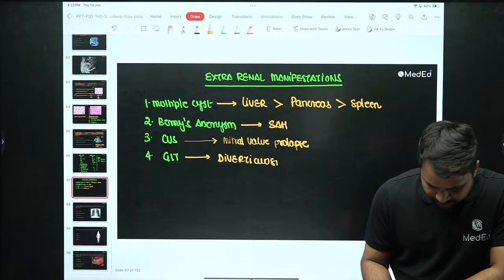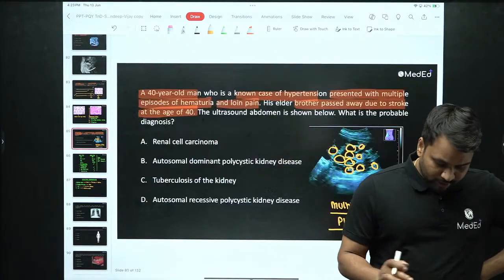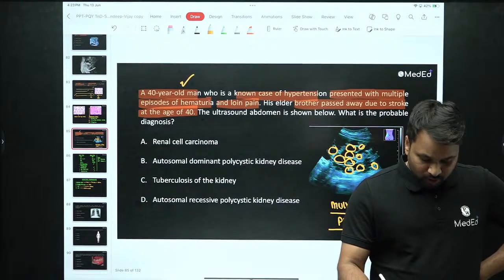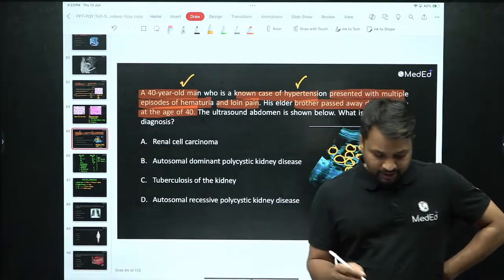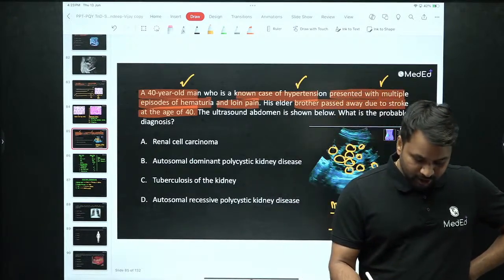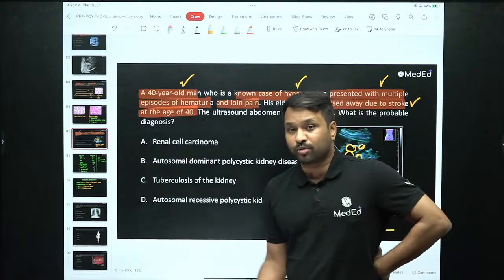It is associated with diverticulosis, right? These are the important components. Now coming back to our question, this is a 40-year-old man, known case of hypertension because of renal damage, multiple episodes of hematuria because his cyst is rupturing, brother died because of stroke, that is ruptured Berry's aneurysm, autosomal dominant disorder.